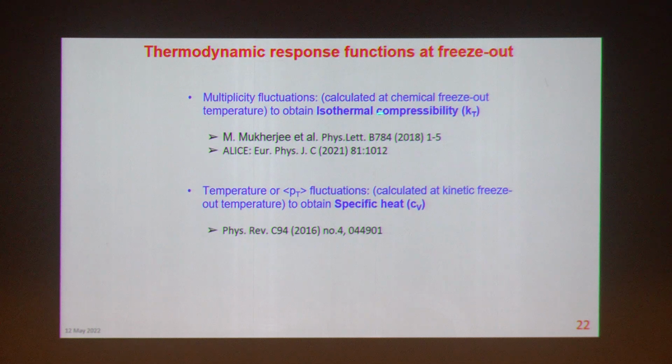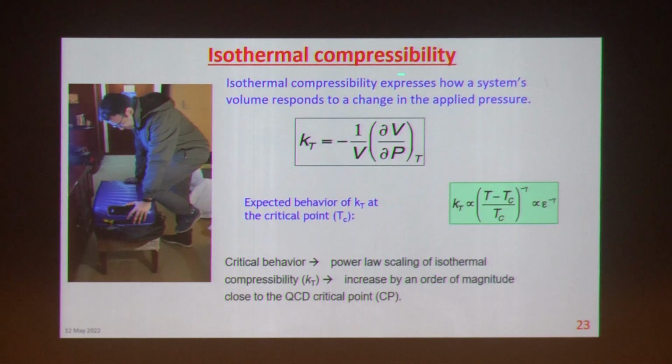One is how to get isothermal compressibility and specific heat. So what is isothermal compressibility? Isothermal compressibility expresses how a system's volume responds to a change in the applied pressure. You are applying pressure, and this is Argo, my former student, and I asked him to pose how you are applying pressure and how the volume is changing. So Kt, the compressibility, is -1/V, dV by dP. Why is the negative sign there? Please think about it and tell me during the coffee break.